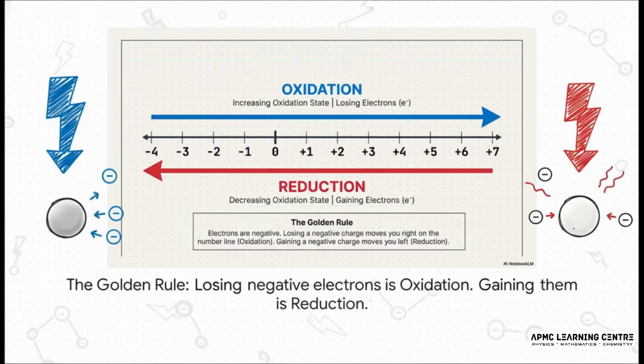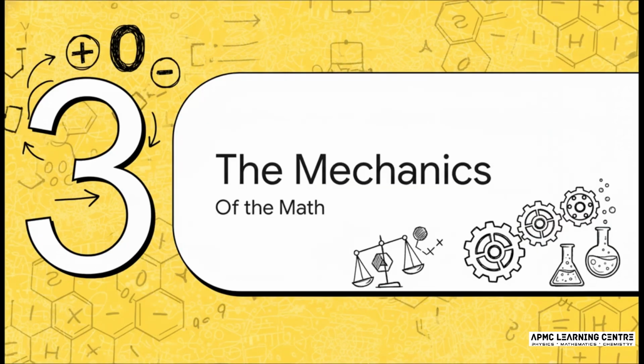Okay, this slide right here, this solves the biggest mental hurdle with this whole topic. Just remember, electrons are negative. So if you lose a negative thing, your overall charge actually goes up, and that's oxidation. It makes sense, right? And if you gain a negative electron, your charge goes down. That's reduction. So moving right on this number line is oxidation, moving left is reduction. Simple.